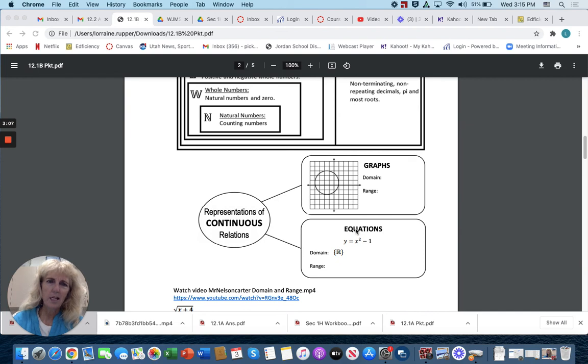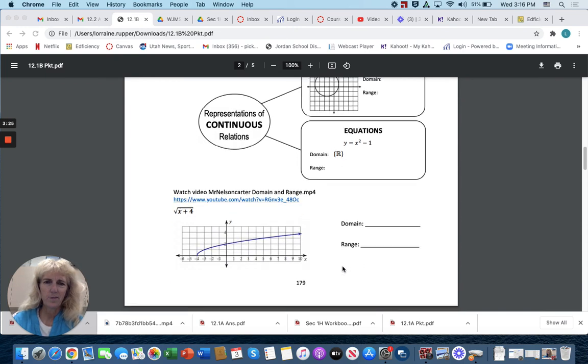For equations, y equals x squared minus 1. Here the domain is all real numbers. That's how that big R is for all real numbers. The range can only go from -1 up to infinity. So that's the range there, okay?